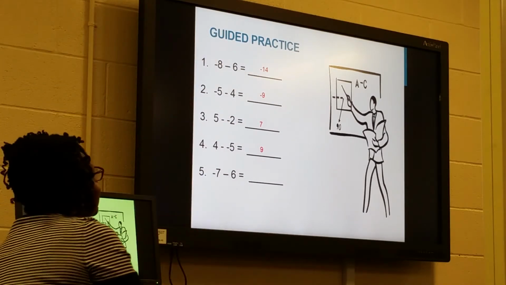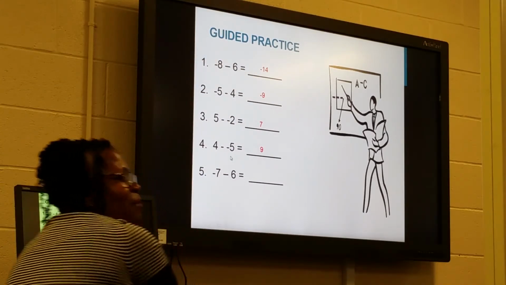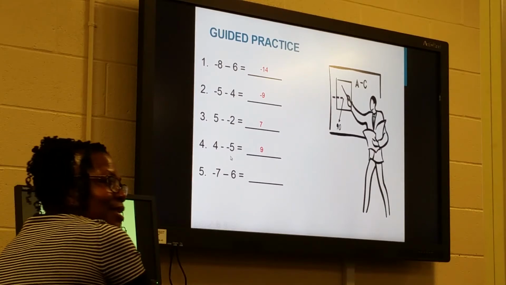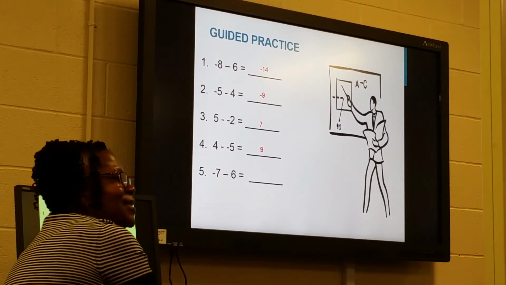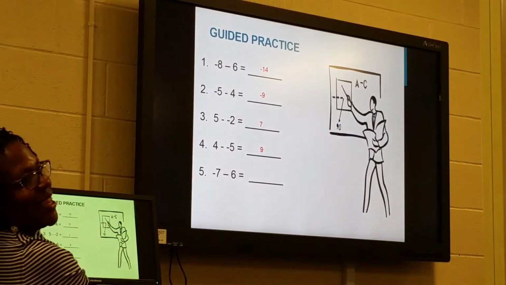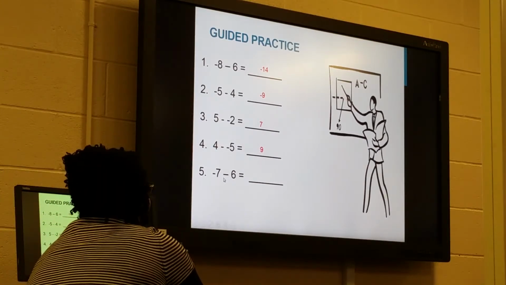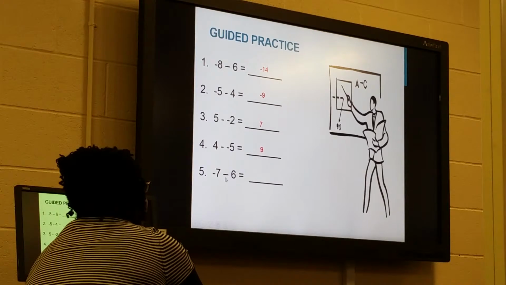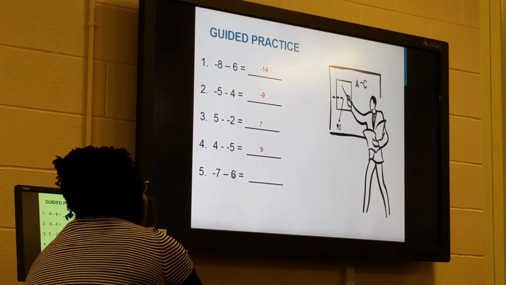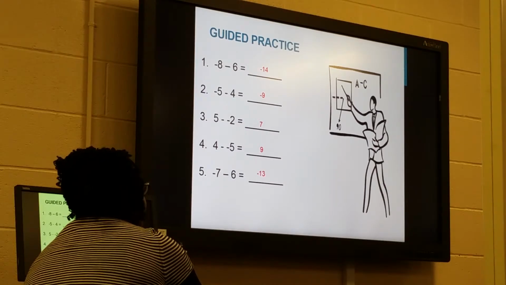All right. Who learned it? Who else? Come on, come on, come on. We're gonna have a test Thursday, come on. 7 stays the same. It's gonna be a plus sign. Yep, this changes to a plus. 6 is gonna be a negative 6, so negative and negative equal a negative 13. Right. All right.